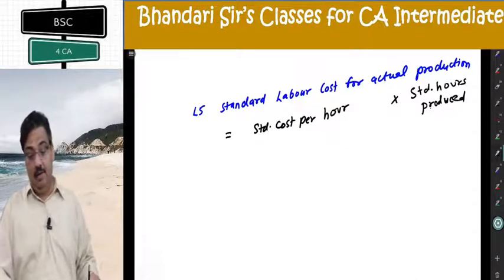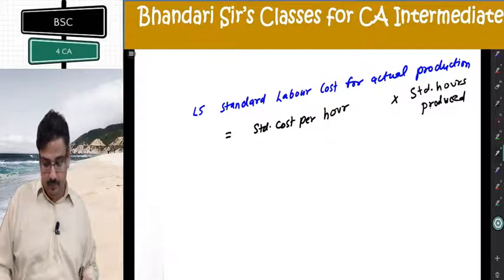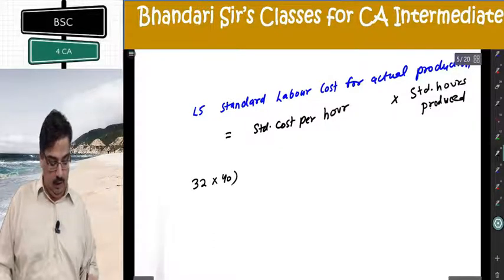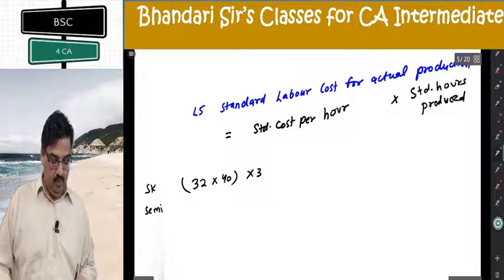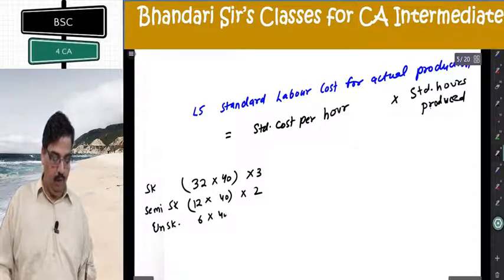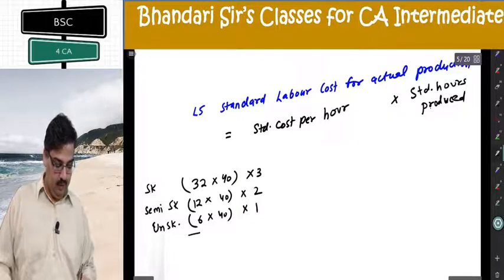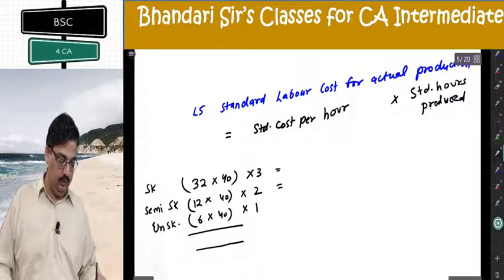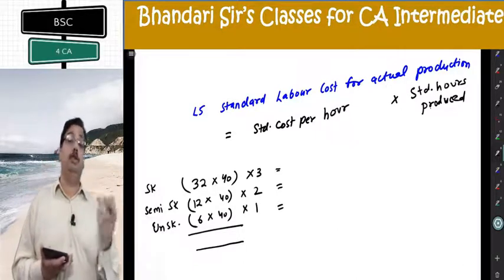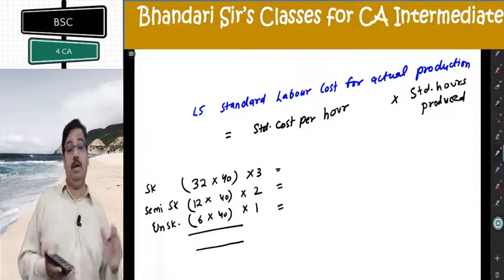So looking at standard cost per hour, take one standard mix, 32 × 40 × 3. This is for skilled. For semi-skilled, 12 × 40 × 2. For unskilled, 6 × 40 × 1. Here I'll get total hours, here I'll get total cost. From there I'll get standard cost per hour. You don't have to put for every individual standard cost per hour. You have to compute one average standard cost per hour.